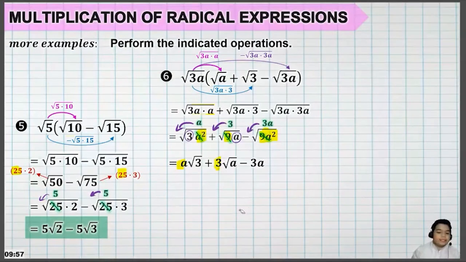The question is, is this already the final answer? Answer yes if you think it's yes. Answer no if you think it's not yet the final answer.